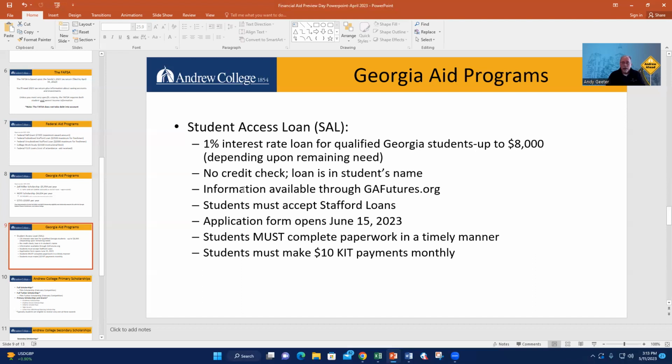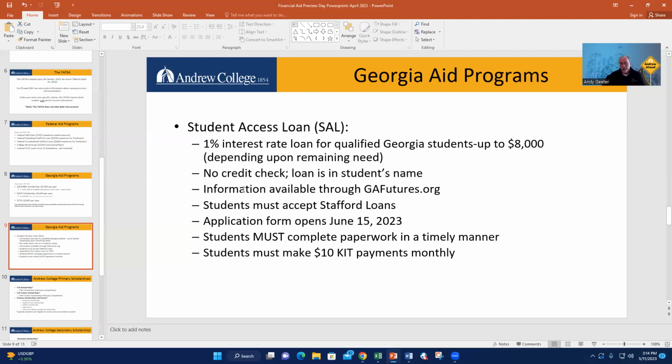Now, once a student completes the application for the SAL loan, and it's found that that loan has been certified, that is, the school has said, yes, there is remaining need, that the student is eligible for that loan, they will receive some paperwork. Now, I cannot emphasize this enough. This paperwork must be returned in a timely manner, usually within about 10 days. If it's not, that loan is canceled. Sometimes our financial aid office is able to reinitiate it. Sometimes they are not. Depends on a number of factors, including the time of the year and whether or not there's still money left over to lend.